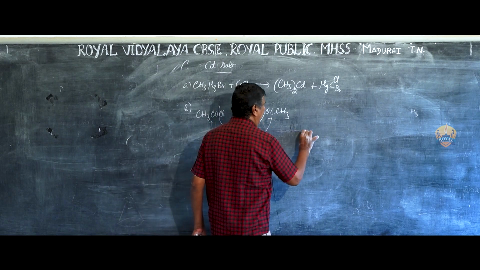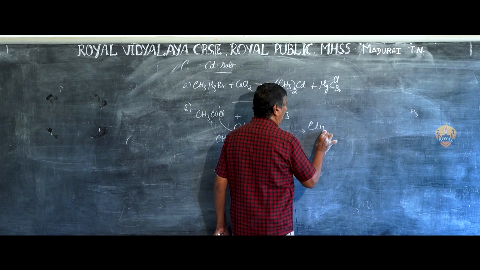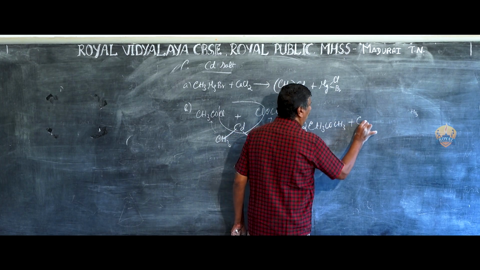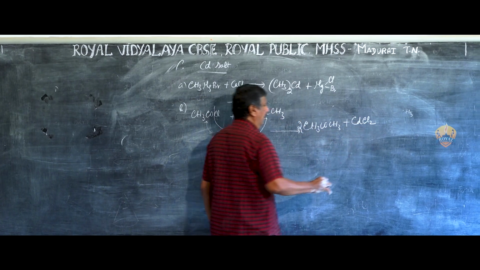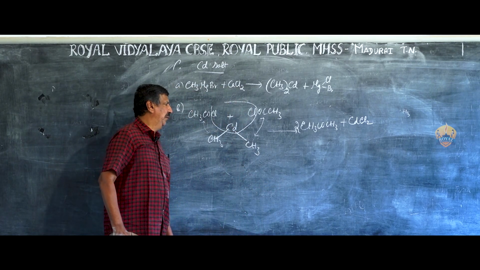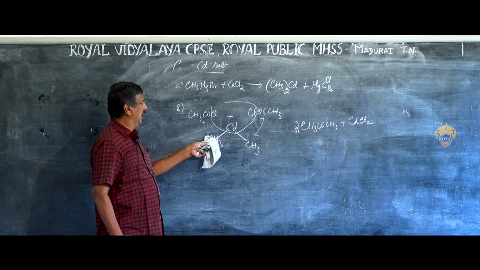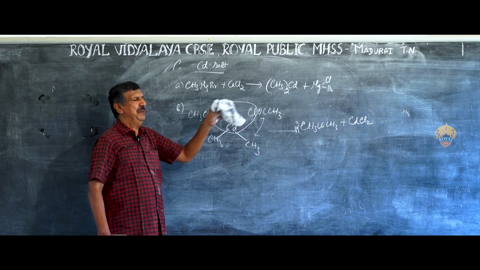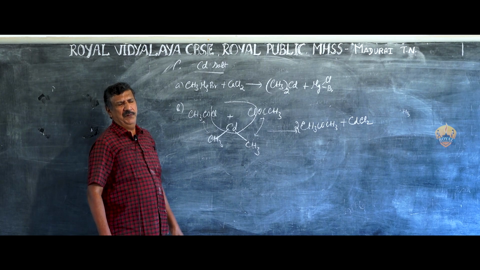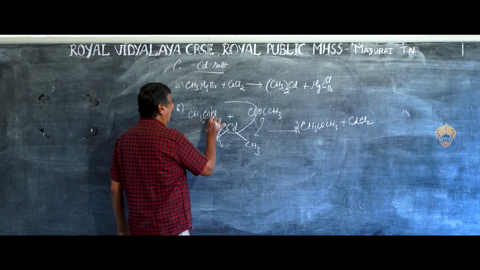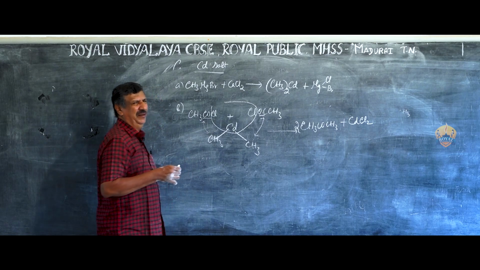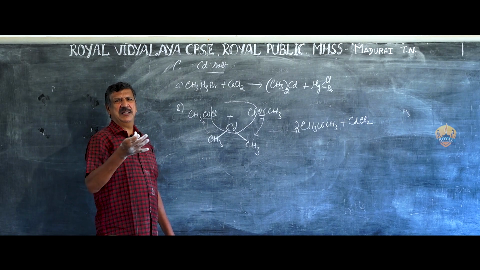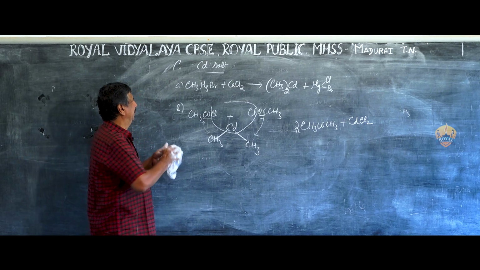So, the product will be 2 acetone and cadmium chloride. The product will be 2 acetone, CH3COCH3, with cadmium chloride. If you want, you can write a double bond, that's your choice. You can write according to your own style, that's all.